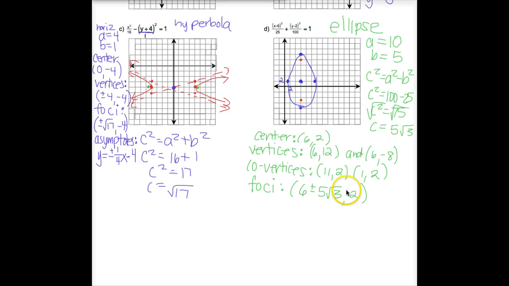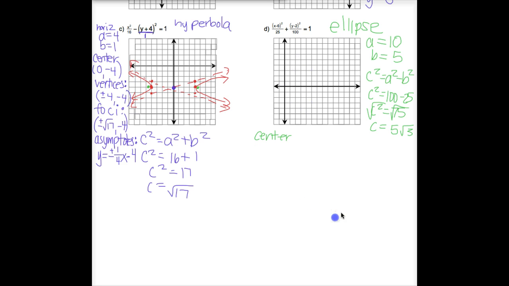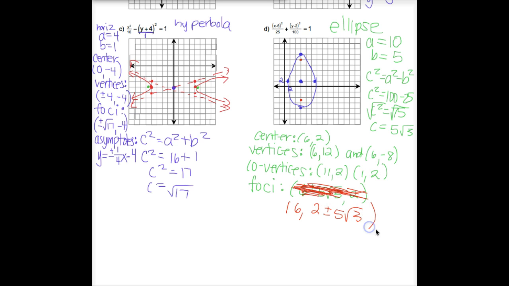What in the world did I do? I did not list this right. Okay. Because my foci should be on my major axis, and that would have them on my minor axis. No wonder that didn't seem right. All right, let's fix my foci here. So from the center, they're on the major axis, and I said that, but then I did the wrong one. They should be 6, 2 plus or minus 5 radical 3. I was wondering why that didn't look like it was plotting in the right place.